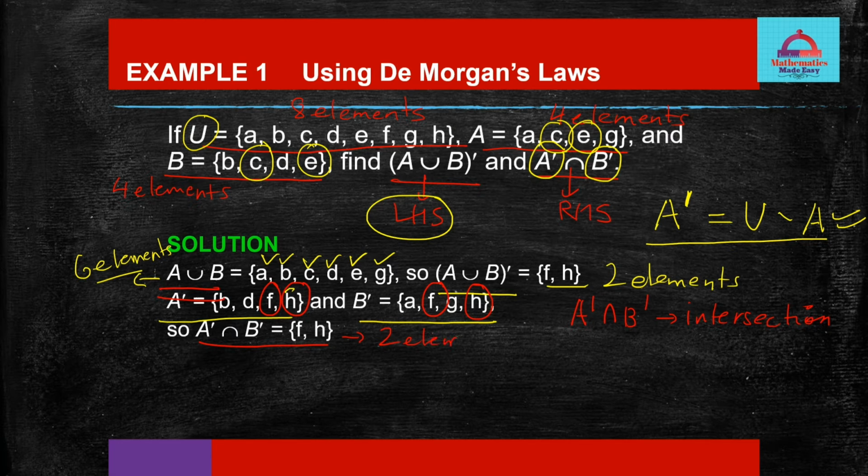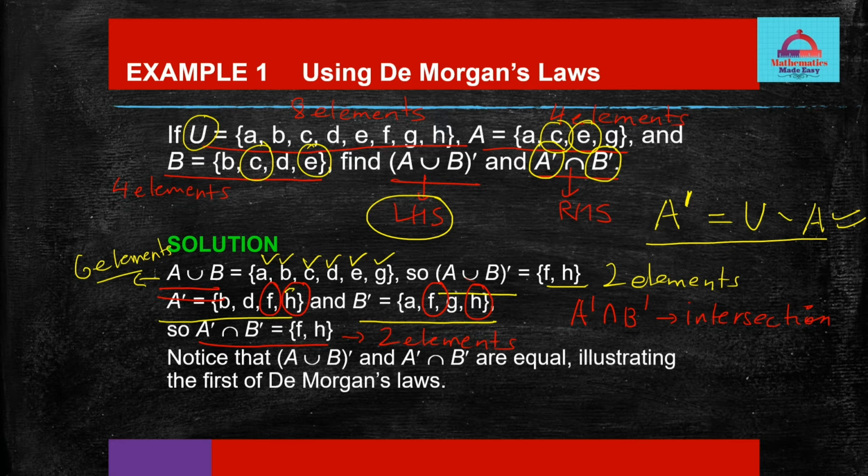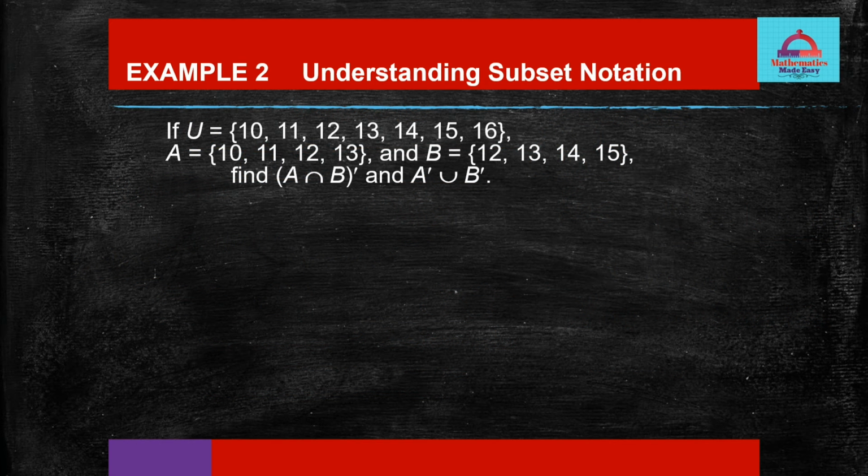So I hope now you can understand that observation, that your right hand side has also 2 elements F and H, and your left hand side also has 2 elements F, H. So notice these 2 sets have come out to be equal, and that is what illustrates or verifies De Morgan's first law. So this was an example where you applied the first law and verified it as well. Okay, so let's now see example 2.